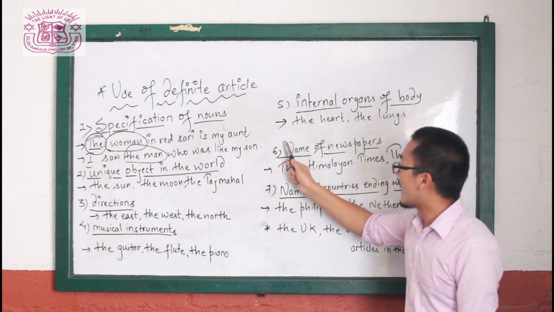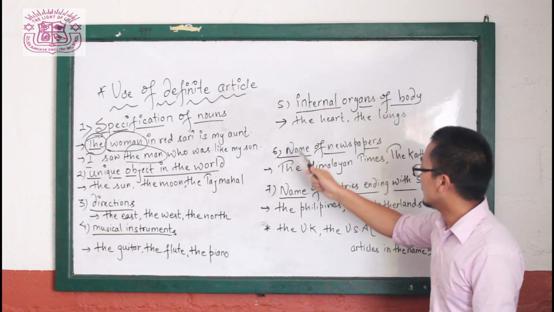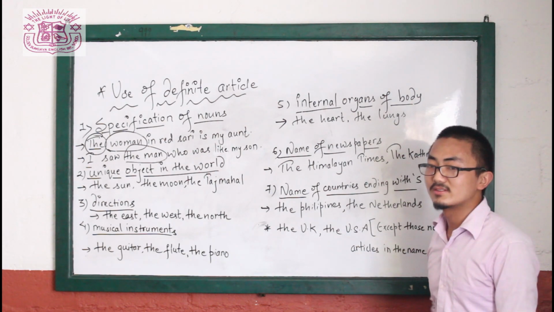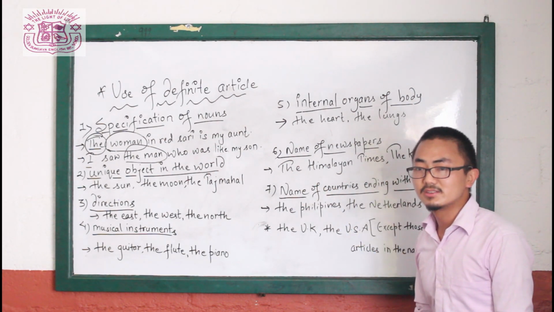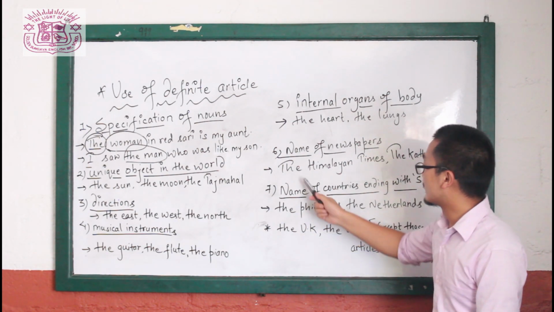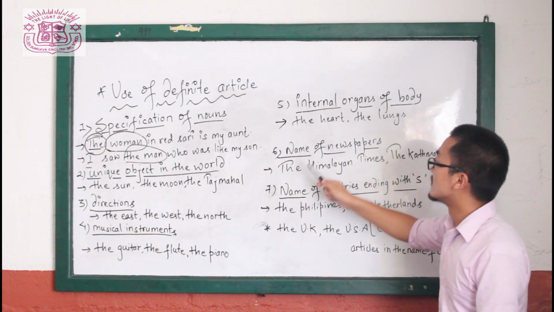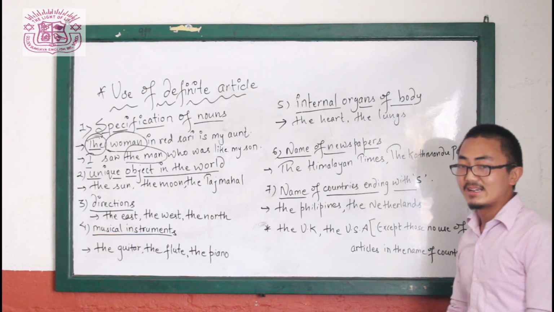Okay, so now we have the sixth use of definite article, and as you can see, it is used in the names of newspapers. You might have seen the headlines of newspapers that are published on a daily basis. For example, the Himalayan Times, the Kathmandu Post. So this one is the sixth use of definite article.